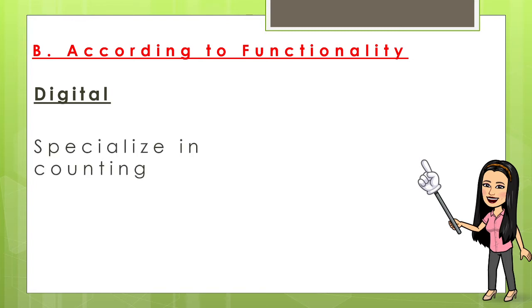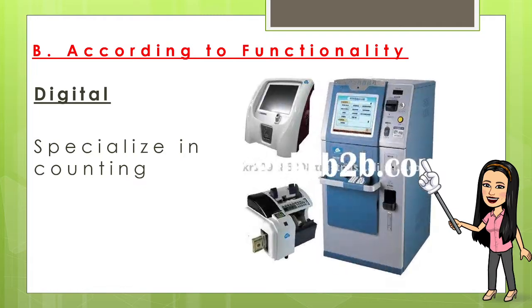The next one is the digital computers. These computers can be used in different applications. It is known as the Digital Information Processing System, a type of computer that can store and process data in digital form. So, these are specialized in counting. So, these are the examples of digital computers.